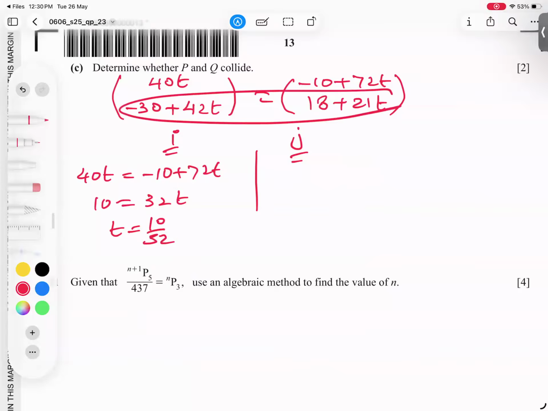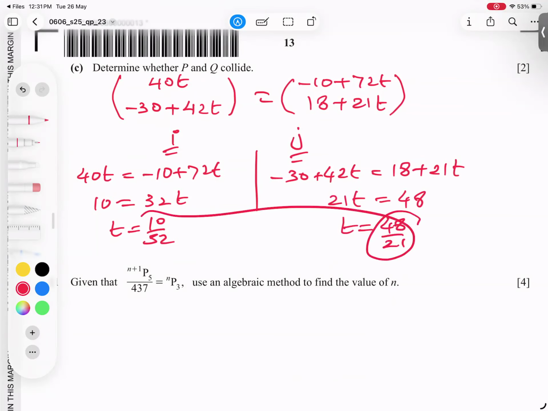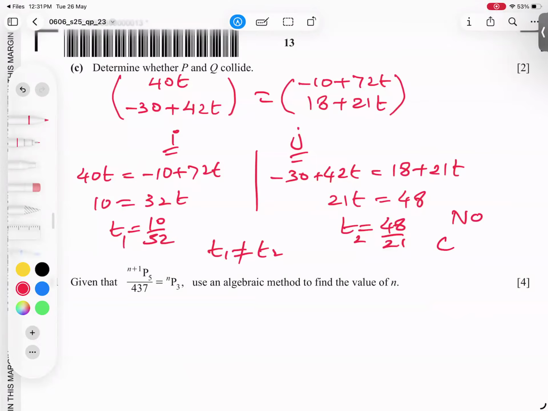And J component, negative 30 plus 42t is equal to 18 plus 21t. So this comes this way and 30 goes to the other side. I got 48 and I got 21t, and t becomes 48 over 21. If you see, they are not equal to each other. So T1 from here, T2, T1 is not equal to T2. It means there is no collision. So no collision. I hope the point is very clear.